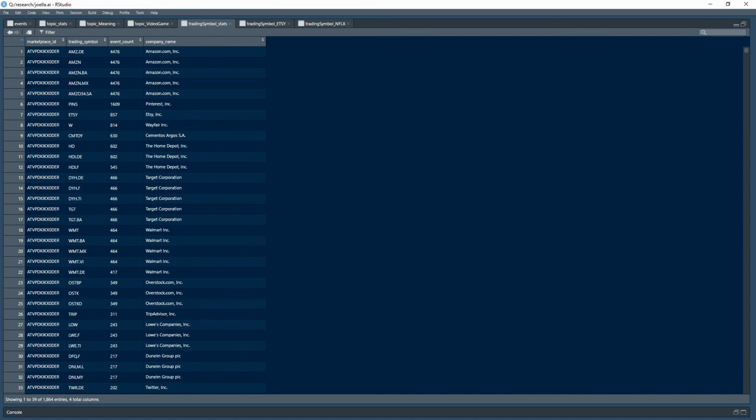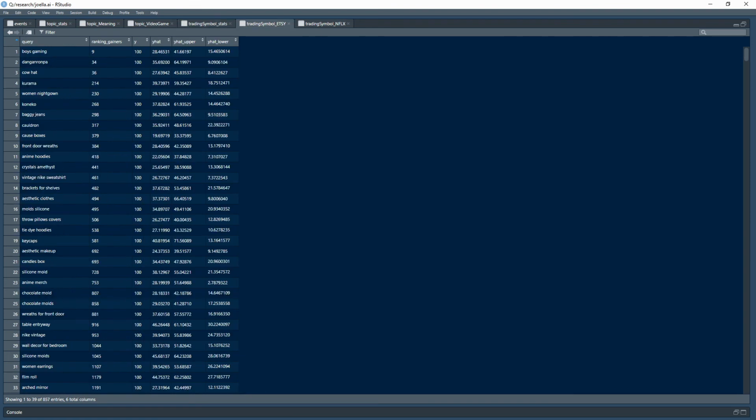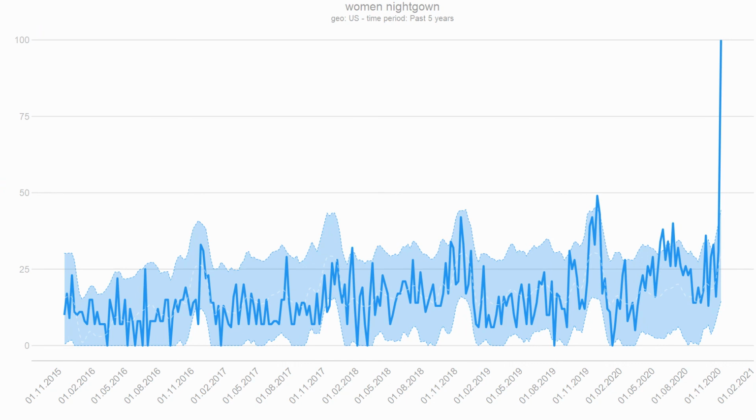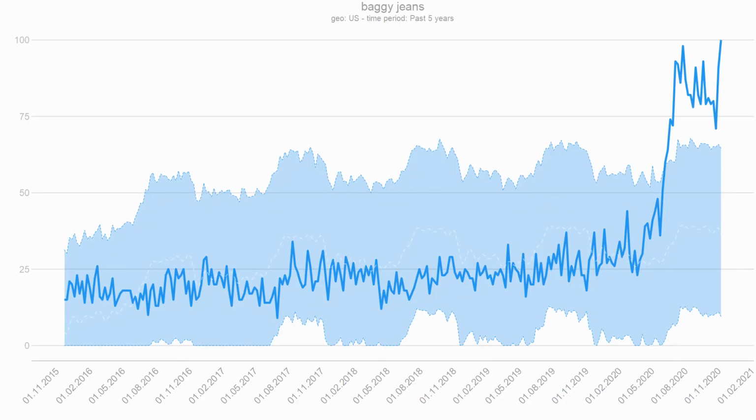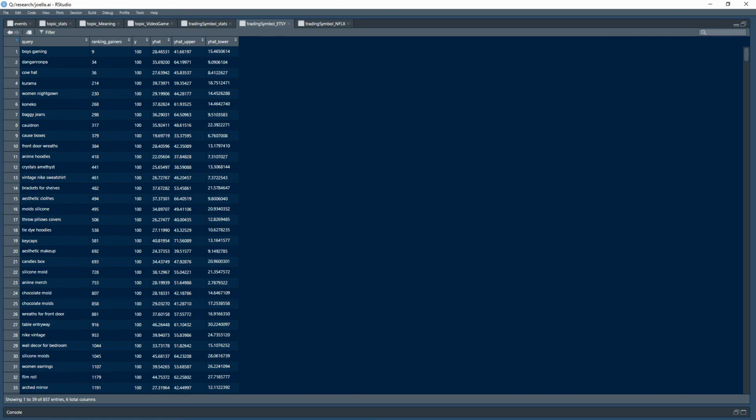If we count the number of keywords with anomalies for all trading symbols, Amazon is with 4,476 trending keywords the top company right now. However, given the size of Amazon's product catalog, I'm not sure those approximately 4,000 keywords actually move the needle for Amazon. So just as an example, let's take a look at Etsy, ticker symbol ETSY. Women nightgown is one of the top keywords. Baggy jeans seem to have a revival. And there is the keyword tie-dye hoodies.